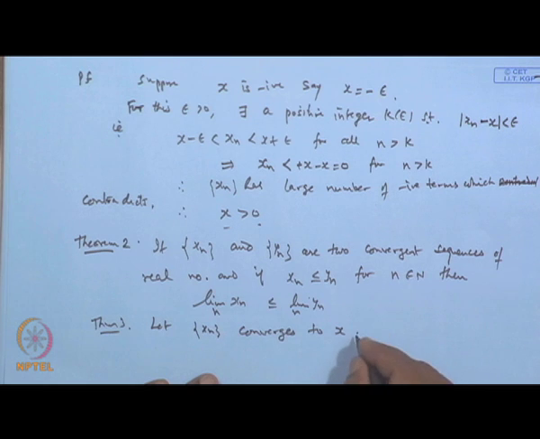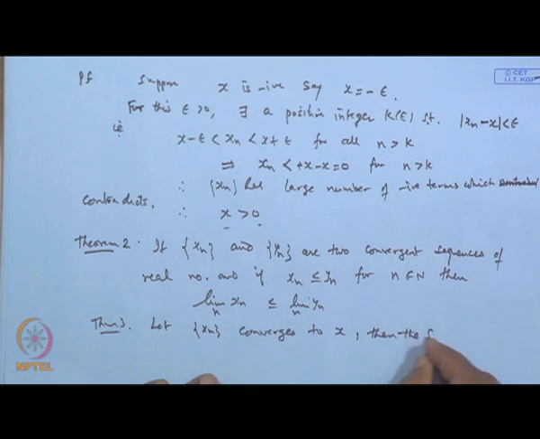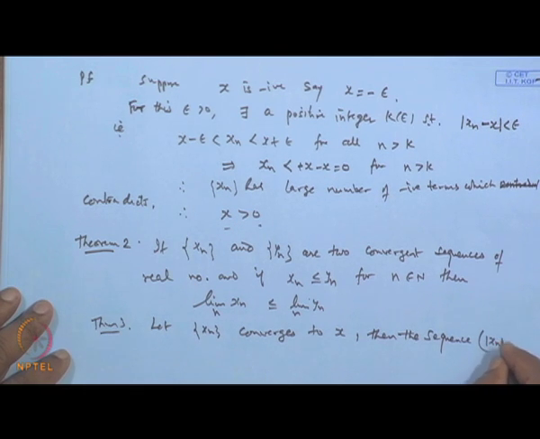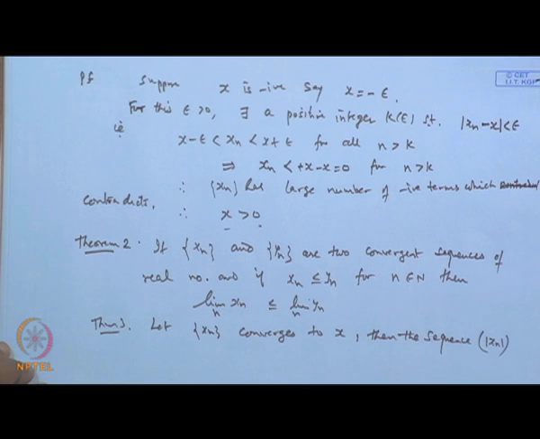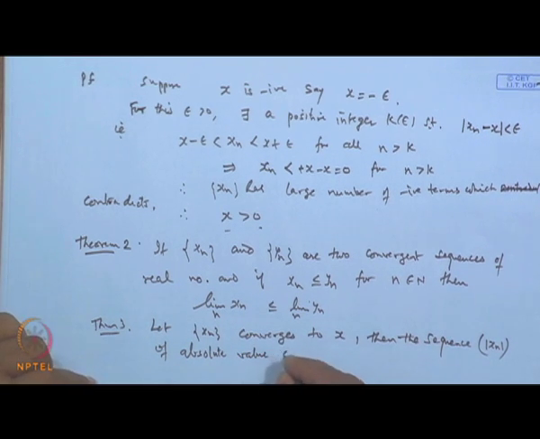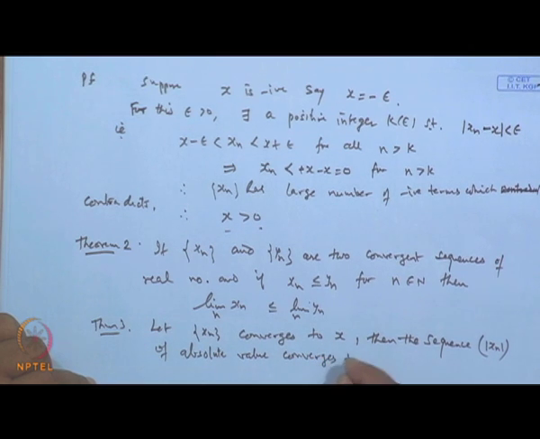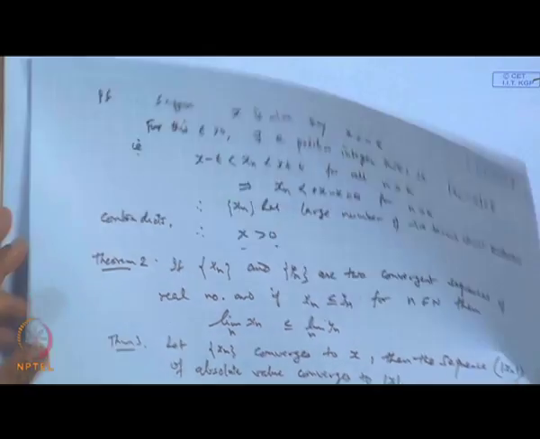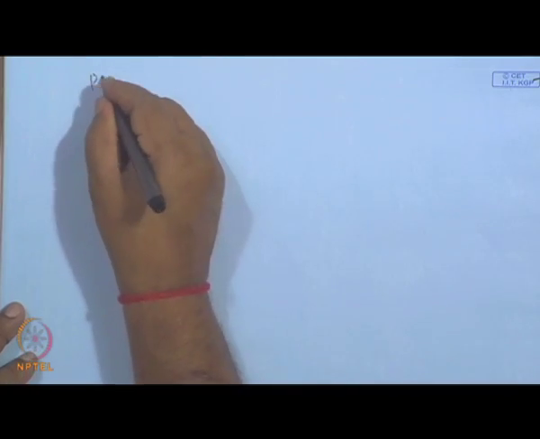Then the sequence mod of xn, this sequence of absolute values, converges to mod x. That is, if the limit of the sequence is x, then the limit of mod xn will be mod of x. The proof is very simple.